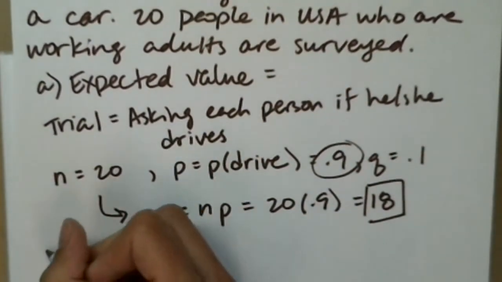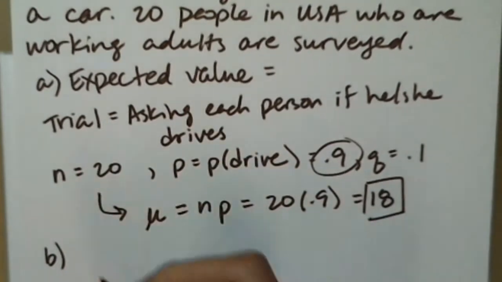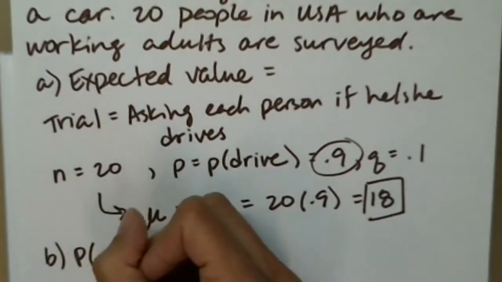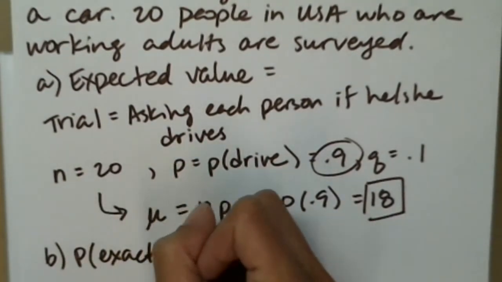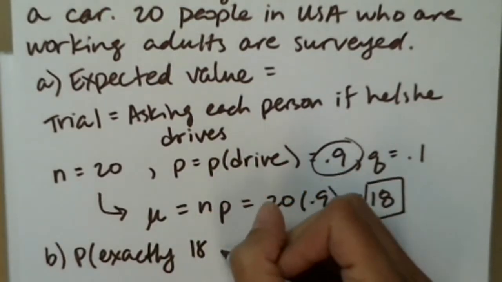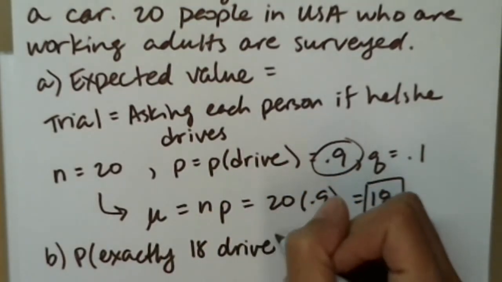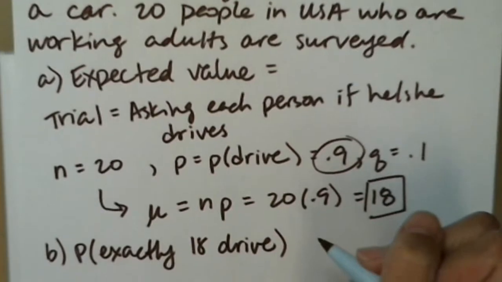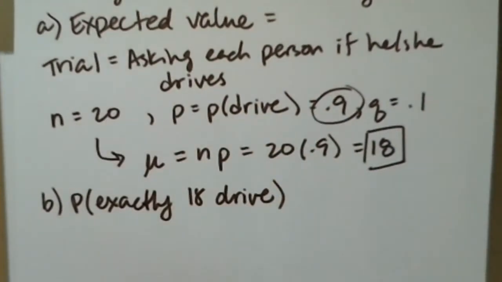Okay, part B, let's answer a probability question. What is the probability that exactly 18 of these 20 people drive? I'm going to go ahead and set this up in a binomial formula, and once I do that, I'm going to use my calculator's binomial feature to solve it.